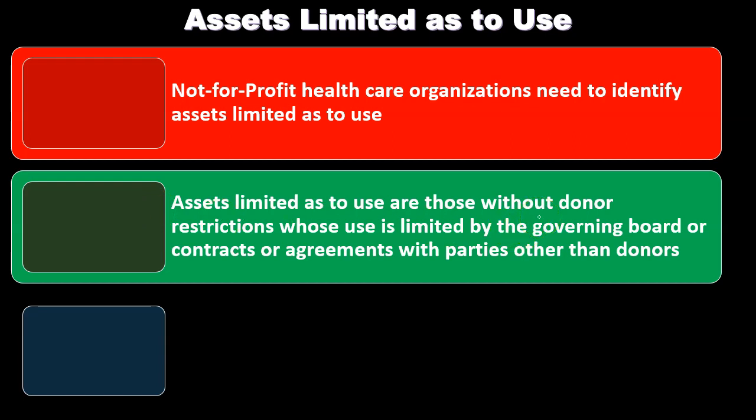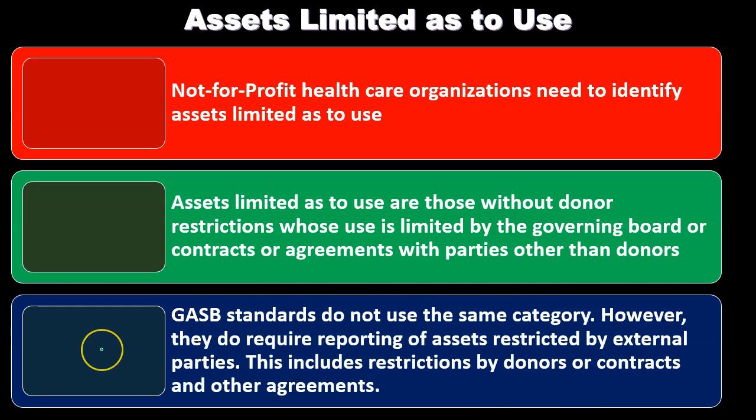So the restriction is not coming from the donor, so we're not reporting it as a donor restriction. Whose use is limited, so there's still a limit on the asset, but it's a limit by the governing board or contracts or agreements with parties other than the donor. So we're not talking about a donor restriction as the limiting factor here, but some other type of limiting factor.